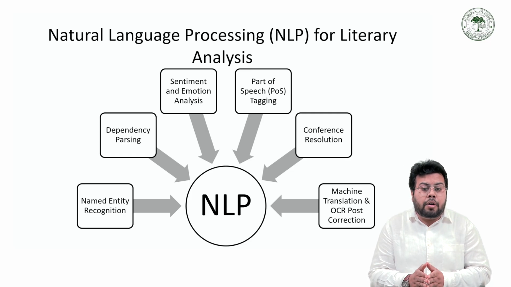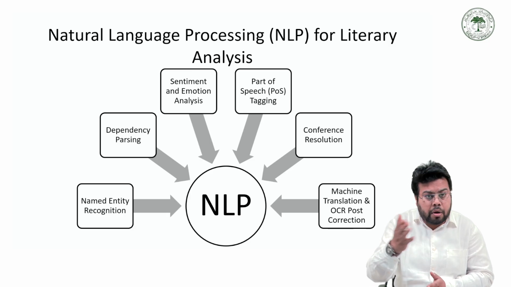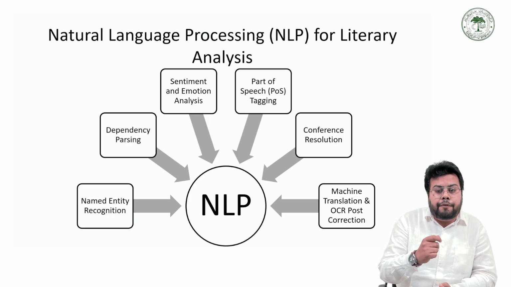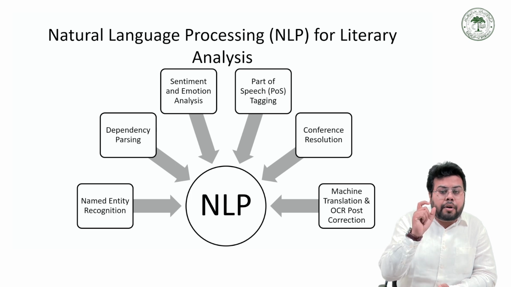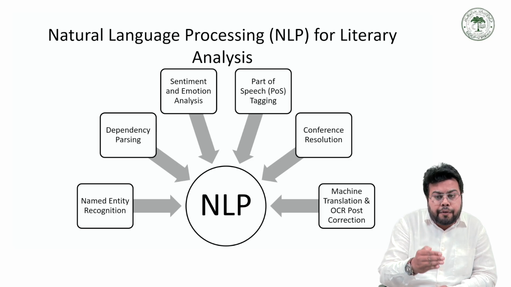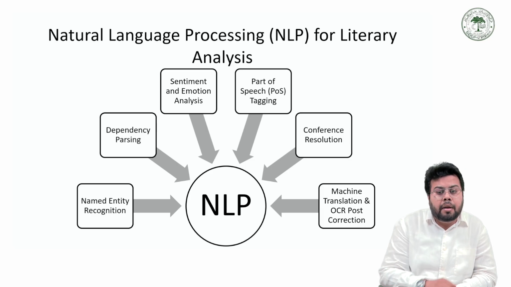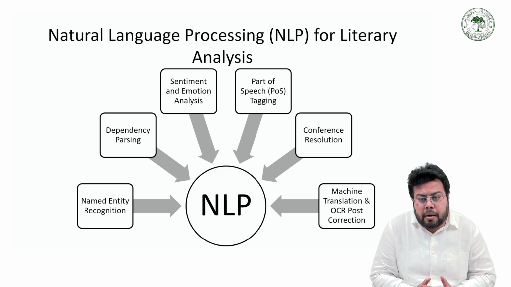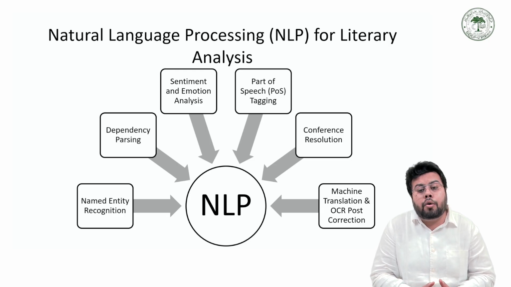Then another technique among all the NLP is known as coreference resolution. It simply tracks where different expressions refer to the same entity. For example, Elizabeth, she, Miss Bennet, critical for character tracking. So for Elizabeth, the person has used she, right? So it tracks different expressions that refer to the same entity. Then machine translation and OCR post-correction. Of course, this is the one which is the most common. It simply enables cross-linguistic analysis, and OCR correction pipelines clean historical digitized text for downstream natural language processing.